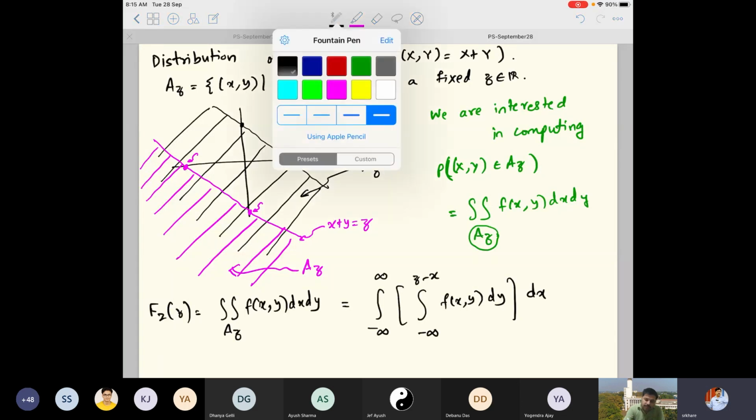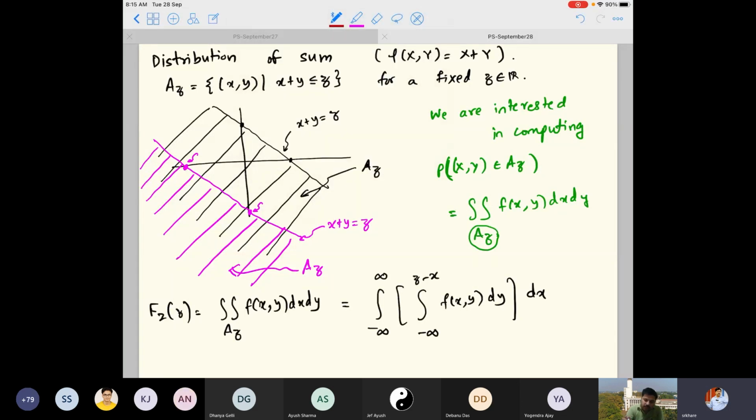So when I am integrating with respect to y, I am doing it with the red pen now. I am first integrating along this line, so this is the line on which I am integrating. On this line, the limits of y are from minus infinity to this particular line. What is the line? y equals z minus x. So from minus infinity to z minus x. That means you are integrating over this red line.